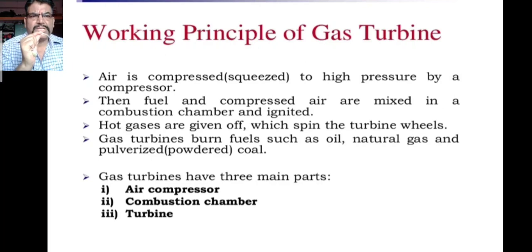Now, working principle of gas turbine: air is compressed or squeezed to high pressure by the compressor. Then fuel and compressed air are fed into a combustion chamber and ignited. Hot gases are given off which spin the turbine wheels. Gas turbines burn fuels such as oil, natural gas and pulverized, or powdered form, coal. Gas turbines have three main parts. One is the air compressor, another one is the combustion chamber, and the next one is the turbine.